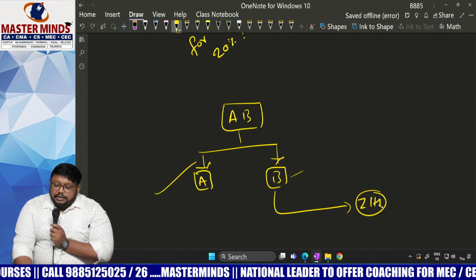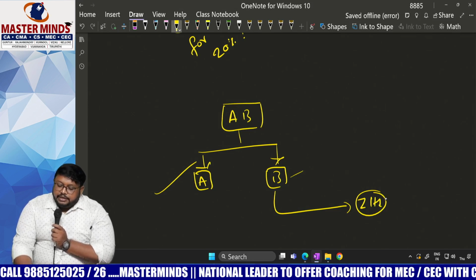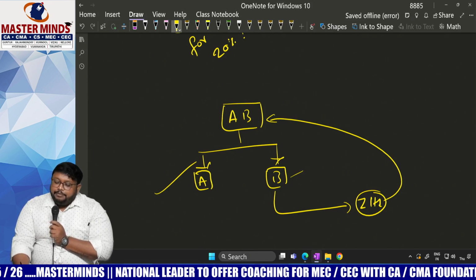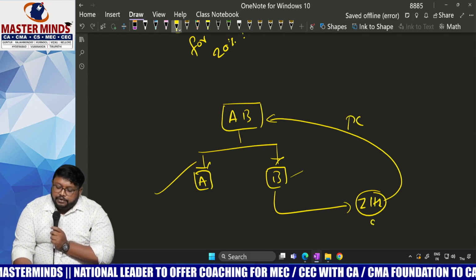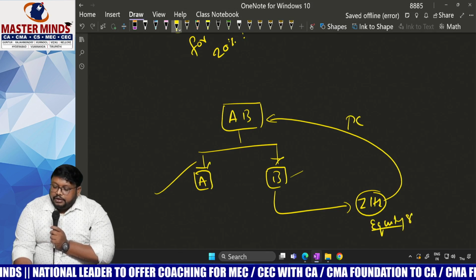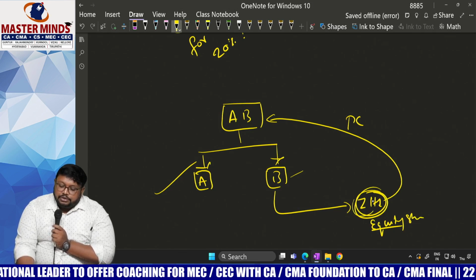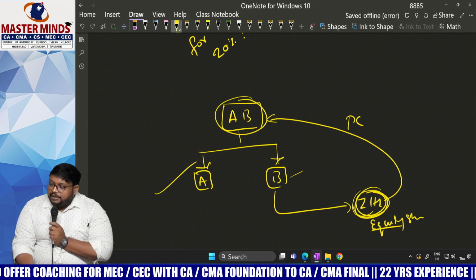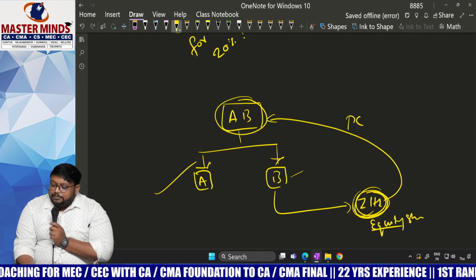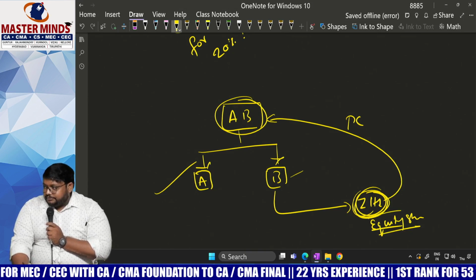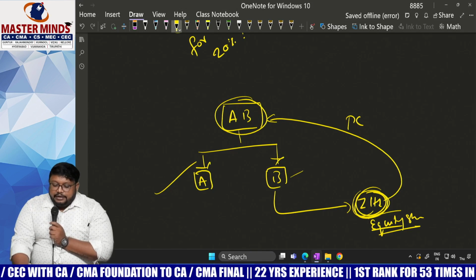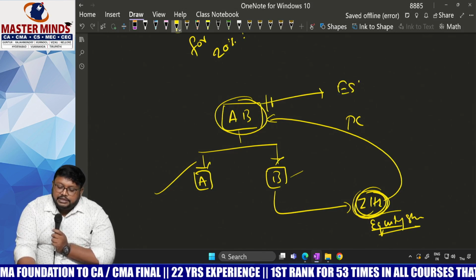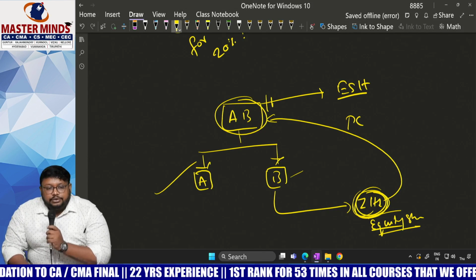Now Z Limited has to pay purchase consideration to AB Limited. If they are paying purchase consideration to AB Limited in the form of equity shares, in Z Limited also the same equity shareholders are there. AB Limited's equity shareholders will become the Z Limited equity shareholders, because the entire purchase consideration they are paying through equity shares. Have you got my point? AB Limited has equity shareholders.